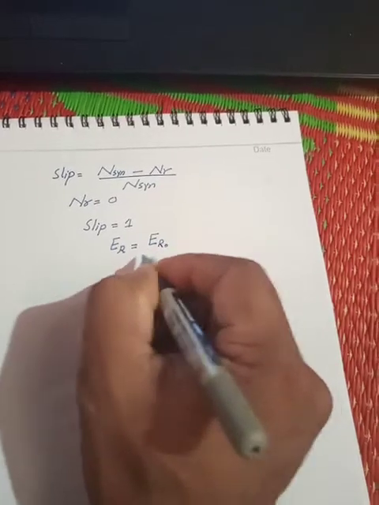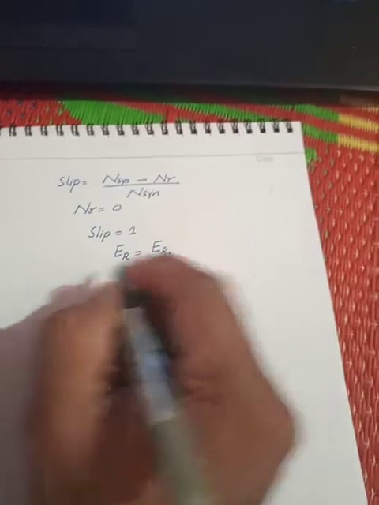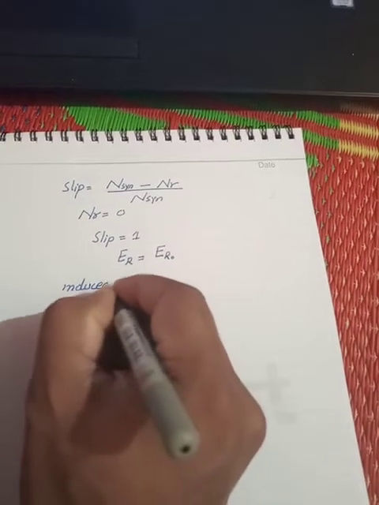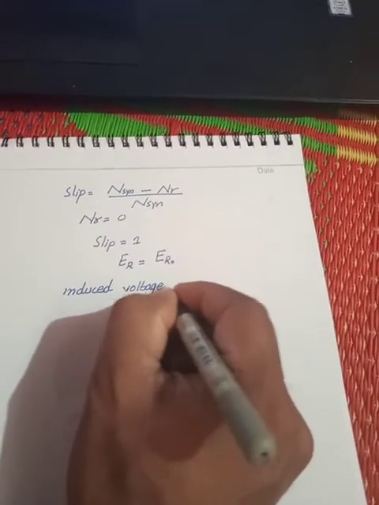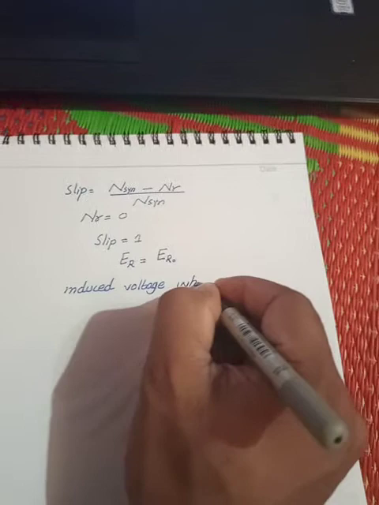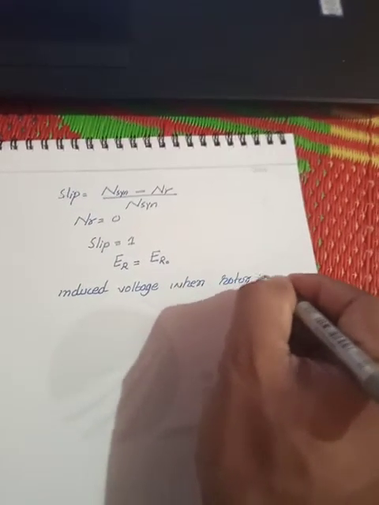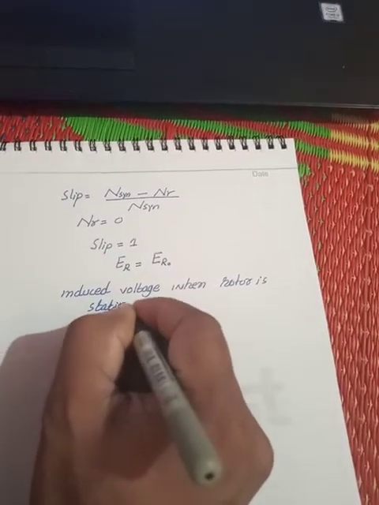ER नॉट के बराबर होगा। What is ER naught? ER naught is the induced voltage when the rotor is stationary.